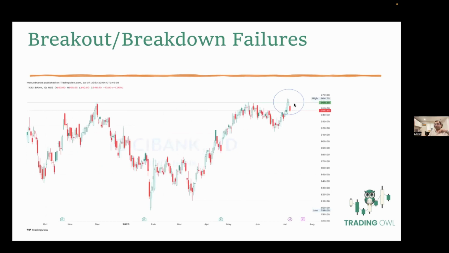This is ICICI Bank currently. Highs are connected, it broke out. This is daily. For 2 days it tried to stay above it, it did not, and it has fallen.